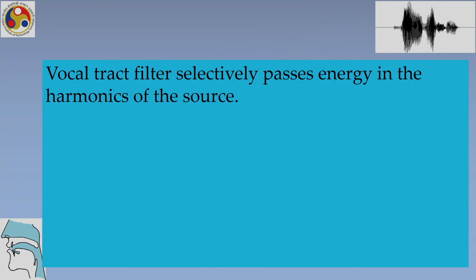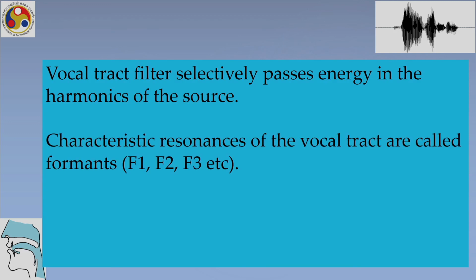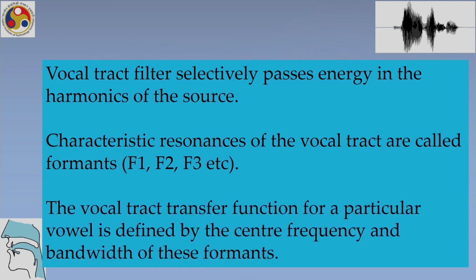So, what does the vocal tract filter do again? It selectively passes energy in the harmonics of the source, and as a result of that, we have characteristic resonances of the vocal tract, and these are called formants F1, F2, F3.